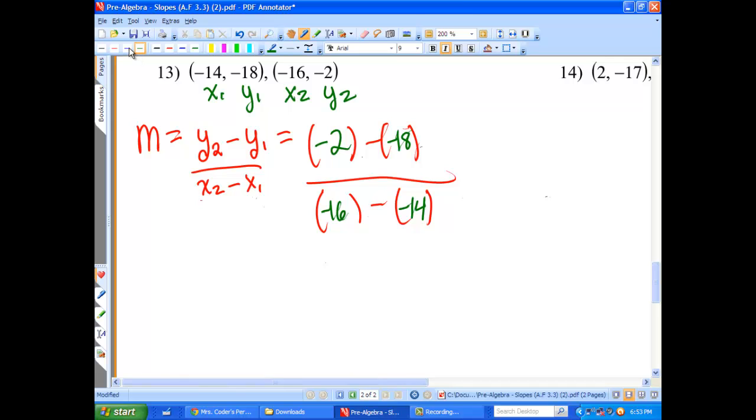After we substitute in, we have to look to see if we have any double signs, such as double negatives. We have 2 negatives here next to each other. That's improper. We want to change that to a positive. Negative times a negative is a positive. And then down on the bottom, we have minus negative 14. We want to change that to plus 14.